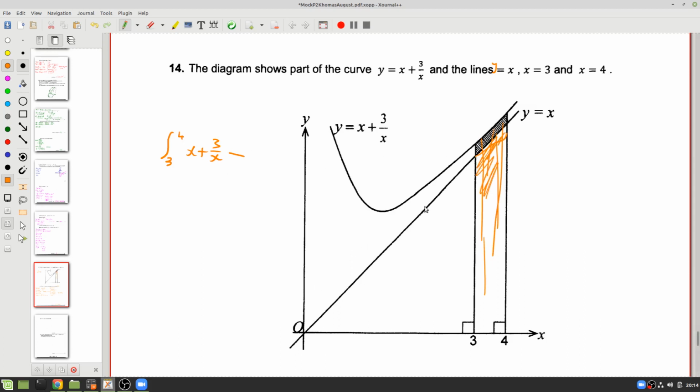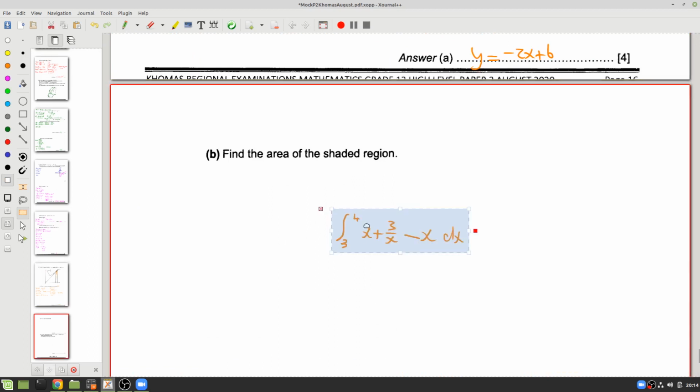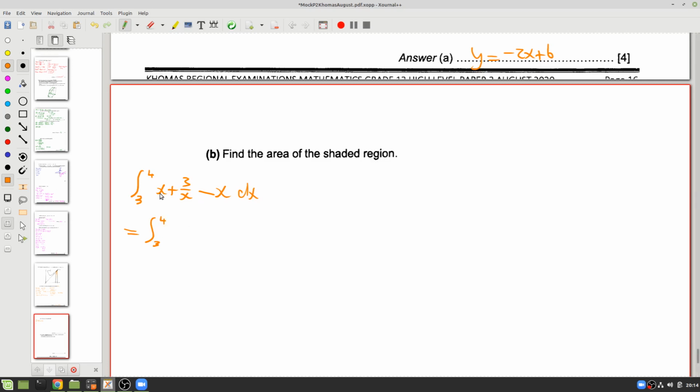So what is this line? This is y equals x. So we're going to subtract that and do dx. I'm just going to bring this down to the bottom. So this is what we want to do to find the shaded region. Let's rewrite this a little bit. So it equals the integral from 3 to 4 of x plus 3 over x minus x. x minus x is nothing, so that's quite a bargain. We're just left with 3 over x dx.